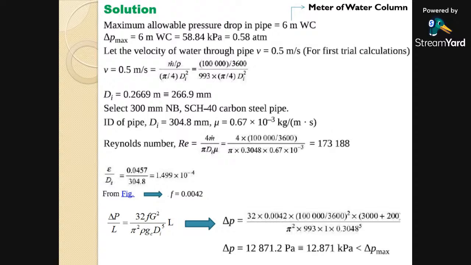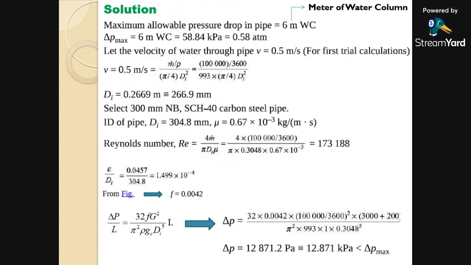So from 1 meter per second, we are going to increase it, let us say 1.5 meter per second or 2 meter per second. 1.5 meter per second or 2 meter per second will be the ideal value of the velocity for the further or next trial. Okay, so we will follow the same procedure again.